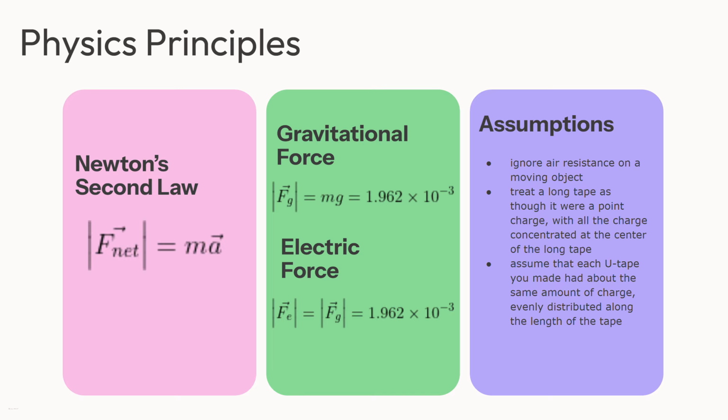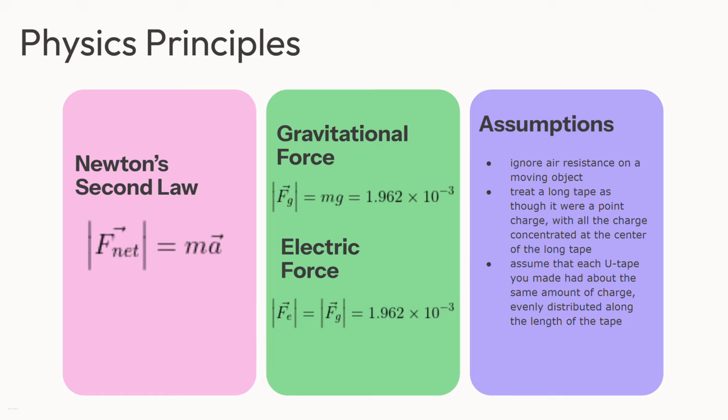The physical principles that were used in the last lab and are going to continue into this lab start with Newton's second law, where the net force equals mass times acceleration. In this case, the tape bows up and then stays stationary and suspended, so we know the net force is going to equal 0. From there, we can look at our gravitational and electric force. We know how to find our gravitational force, and then we can find our electric force too, because the magnitudes have to be equal to one another since our net force is 0.